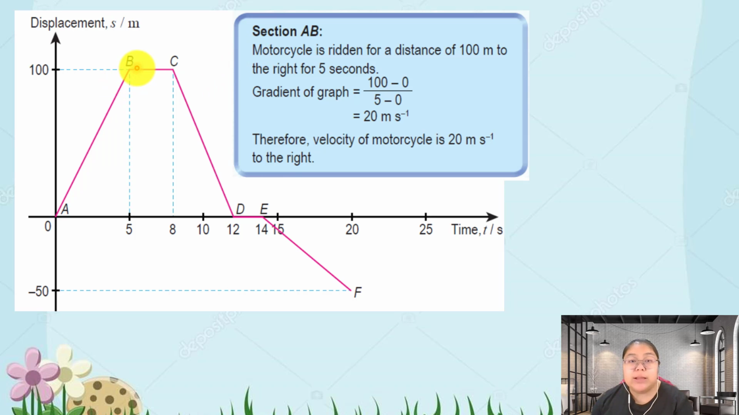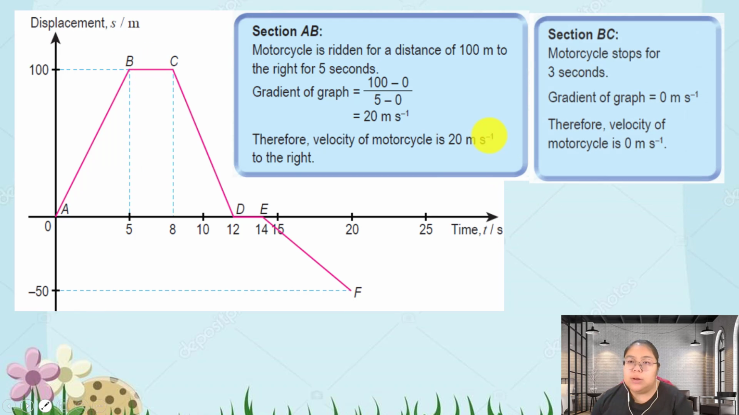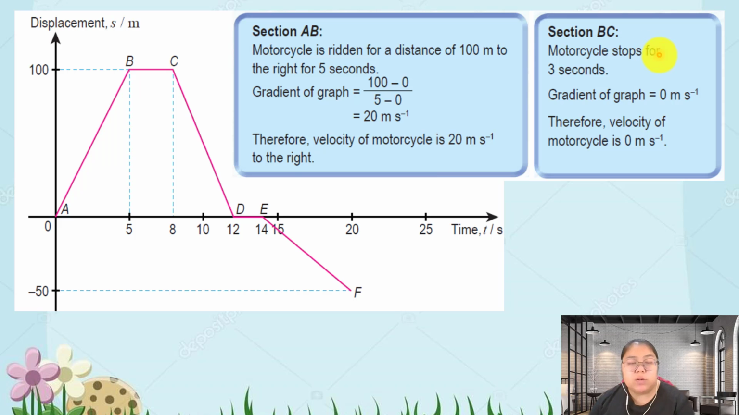Now I explain the motion. Next, I need to explain the BC motion. B to C, the motorcycle is stopped for 3 seconds. So now we find the gradient. The gradient is surely 0 because there is no velocity. So from here I can say the velocity of the motorcycle now is 0. Then we continue to section CD.